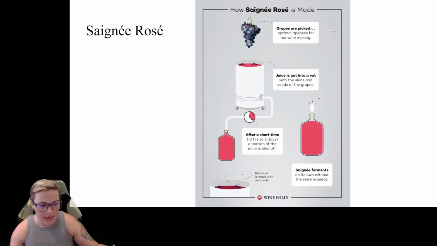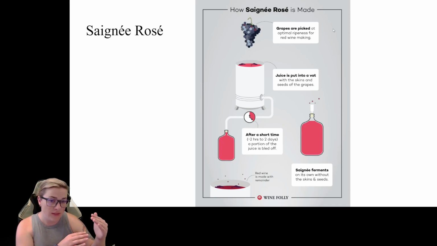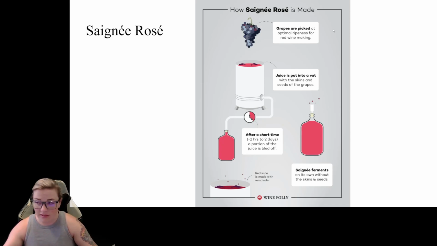So if we have a tank of must that we just crushed and destemmed, you can actually drain off like 10% of that juice. Now you've increased the ratio of juice to skin, and you're still making a red wine in that tank. However, that small portion that you just drained off, you decide to ferment and make as a separate wine. So you make 2 wines out of this process, and then that becomes a rosé, a saignée specifically. And saignée means to bleed off. That's why it's that process, right?